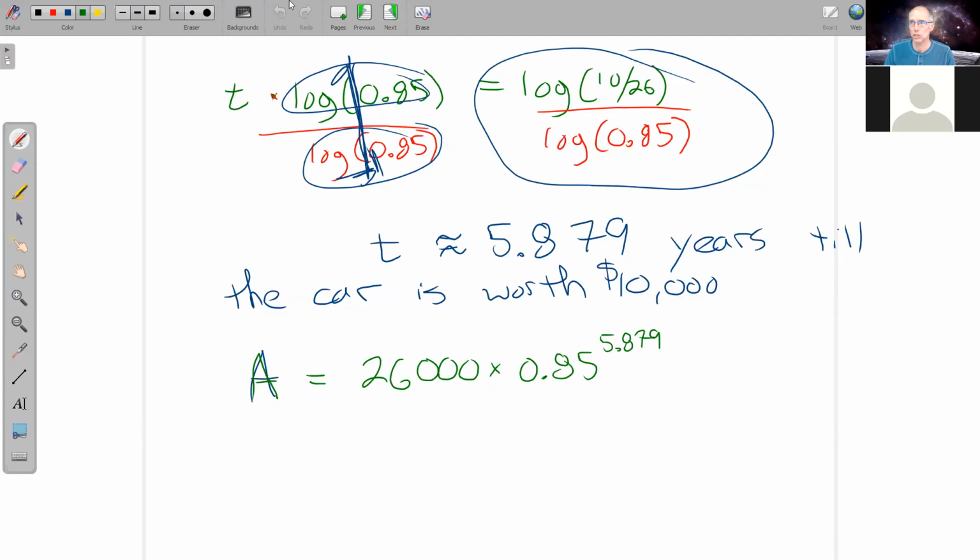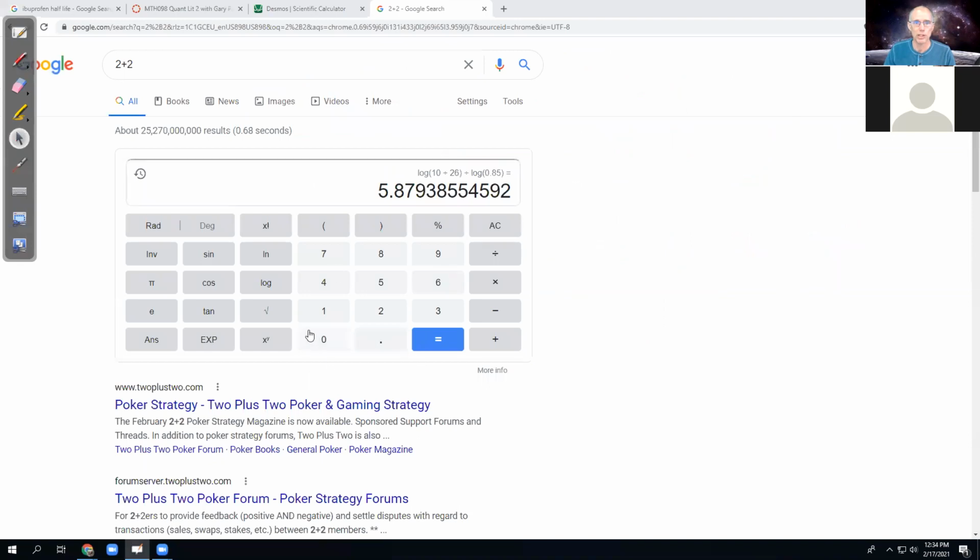Let's make sure. So on my calculator, 26,000 times 0.85, oops, I missed my point, raised to the power 5.879. And my rounding is a little bit under the actual number because I left off a bunch of decimals. So this should be a little under 10,000 is my prediction. Nope, a little over. Did I round up?